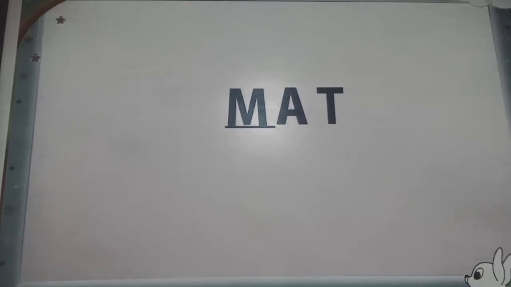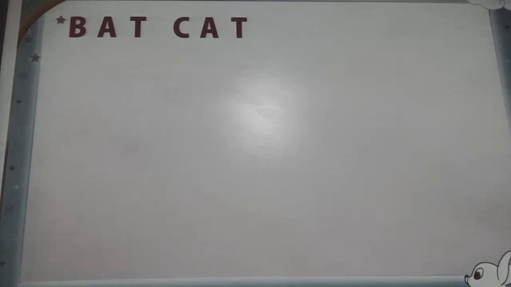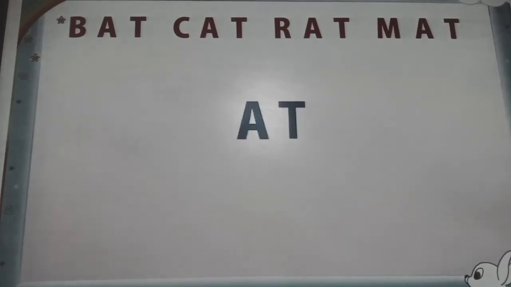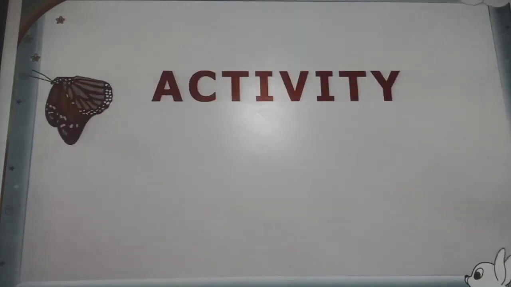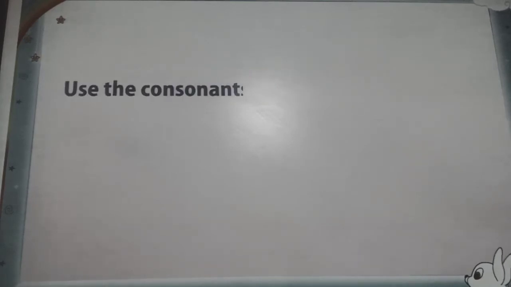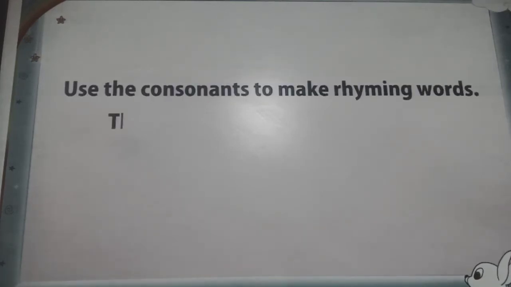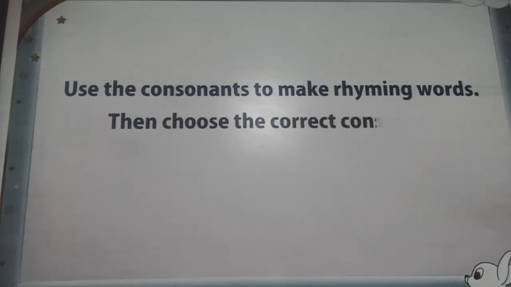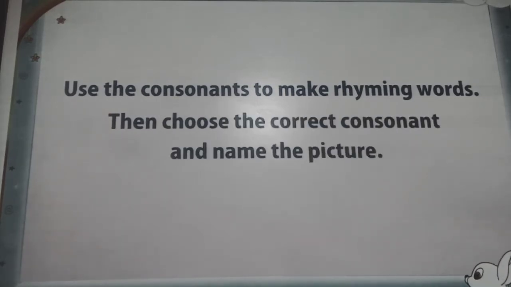Remember, Rainbow, the words bat, cat, rat, and mat end in A, T. They have an identical sound, at. All are rhyming words. Now, Rainbow, let us do an activity. Here is a set of consonants. Use the consonants to make rhyming words. Then, choose the correct consonant and name the picture.